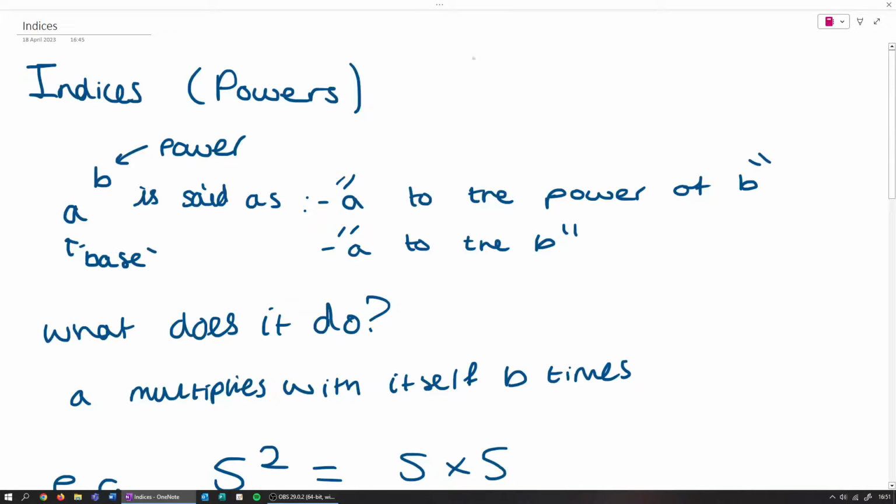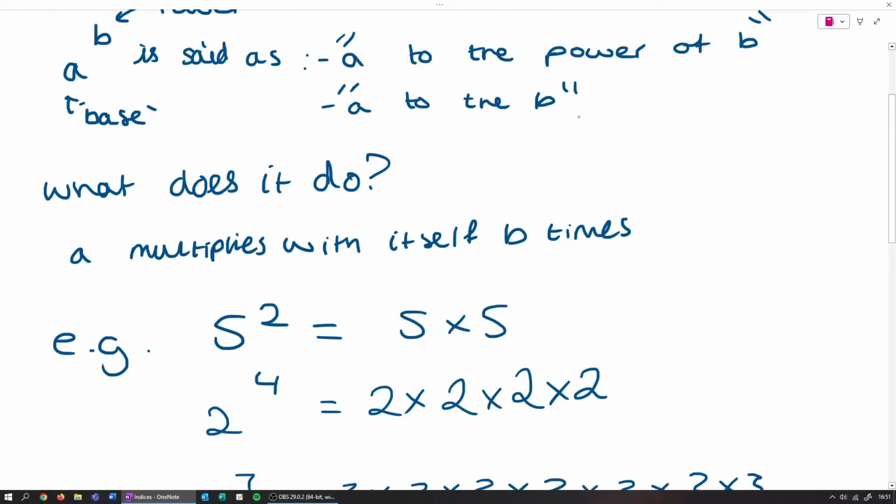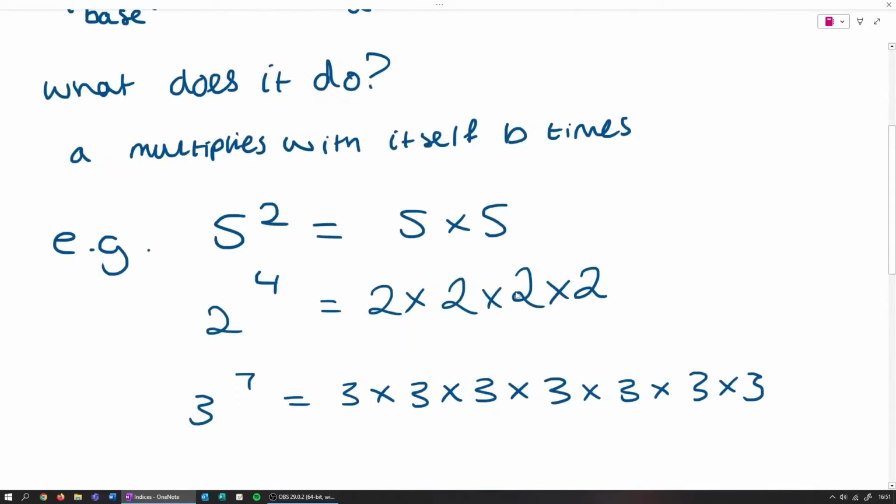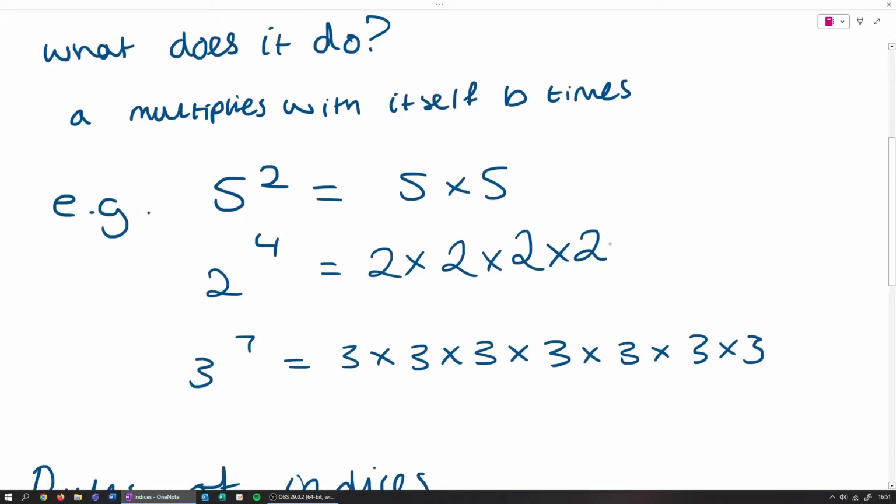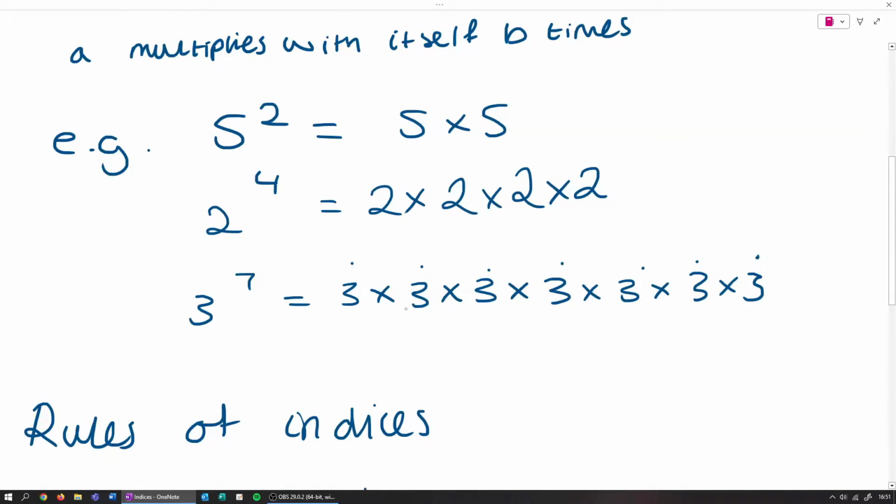Okay, so what does a to the power of b even mean? It means a multiplies with itself b times. For instance, 5 to the power of 2 means 5 times itself 2 times. 2 to the power of 4 means 2 times itself 4 times, as you can see on the right here. 3 to the power of 7 means 3 multiplied with itself 7 times. And as you can see, 1, 2, 3, 4, 5, 6, 7. Okay? And then you just figure out what these are and you can write them down like that.